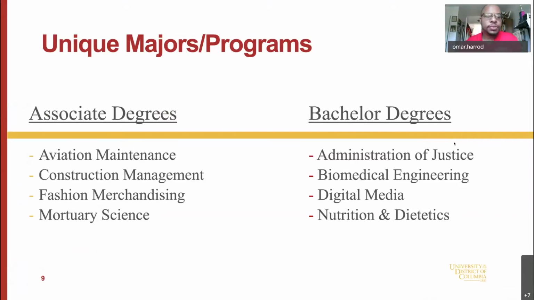Okay, so some of our unique majors and programs that we offer at the University of the District of Columbia. At the associate's level, aviation maintenance. I don't know if you all know, but we actually have a hangar at Reagan National Airport. It's pretty cool. So you have an opportunity to be certified, and it is a degree program where you would be able to work on aircraft, and you are certified. So that is pretty much a guaranteed job. And that is one of the very unique programs that we offer through the university.